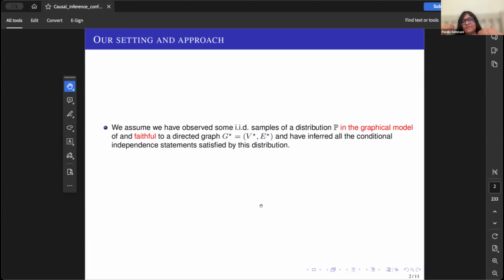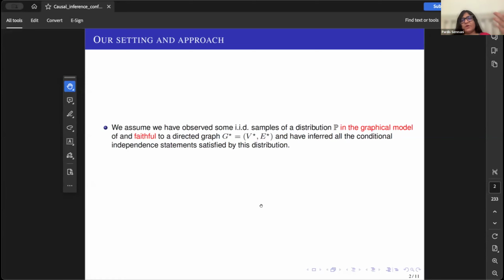So we assume that we have observed these IID samples from some unknown distribution P, which is in the graphical model of and faithful to the directed graph that we are looking to discover. Let's call it G star from now on. We assume that we have some way of inferring all the conditional independence statements of the distribution by looking at this observational data. The other assumption is that we have no latent variables. That is, if we are observing n random variables, then n is the number of nodes of G star that we are looking to discover.